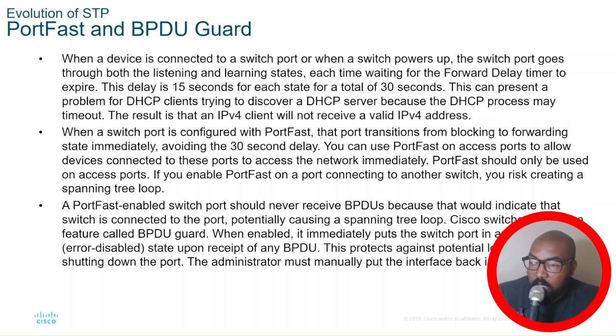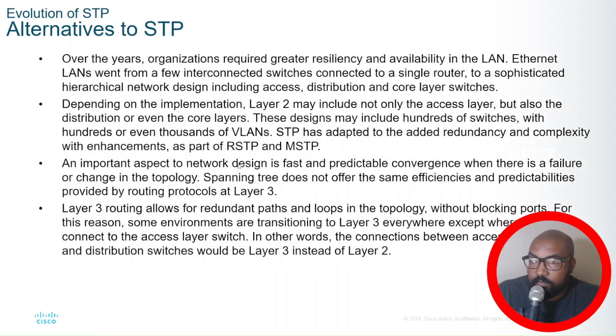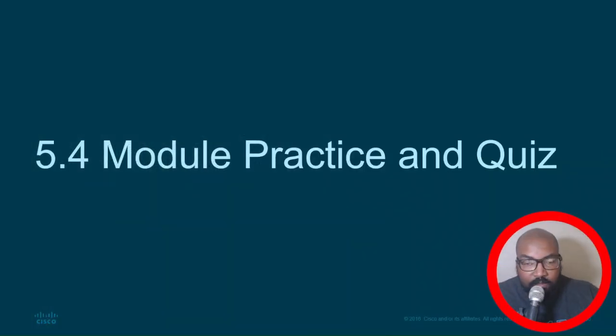Cisco switches support a feature called BPDU Guard. When enabled, it immediately puts the port into an err-disabled state upon receipt of BPDUs. It protects everything from loops. Okay? All right.